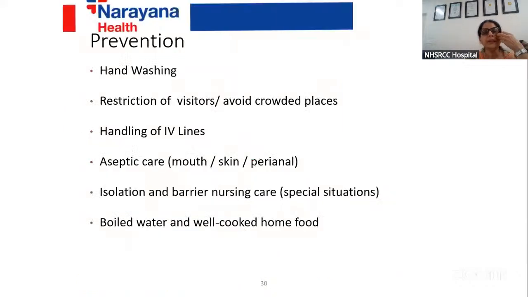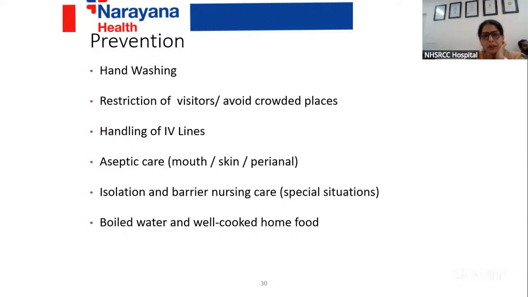How do we prevent it? It's by hand washing, restriction of visitors and overcrowded places, careful handling of IV lines, and aseptic care of the mouth, skin, and perianal area. So all our children are on chlorhexidine mouthwashes, candid mouth paint, and sitz bath twice a day, and chlorhexidine mouthwash and candid mouth paint thrice a day. This has to be reinforced again and again every time the child comes to us, because children normally want to avoid doing all this. Isolation and barrier nursing care is very important.